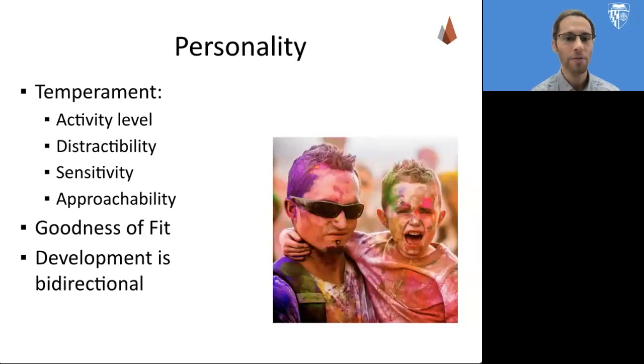Babies vary in terms of energy levels, which is sometimes characterized as activity level and distractibility, as well as how emotionally stable they are, which is sometimes characterized as sensitivity and approachability. Some kids are more active than others, some are shyer than others, but shyness in kids is not exactly the same as shyness in adults.